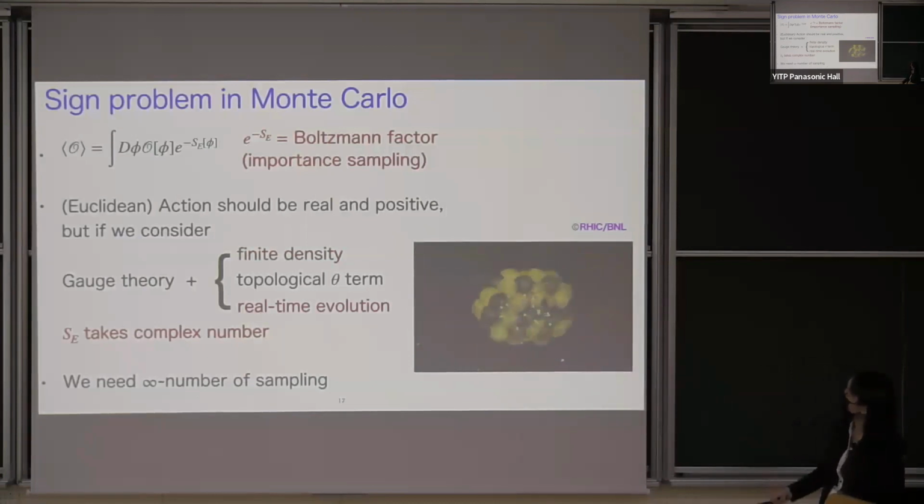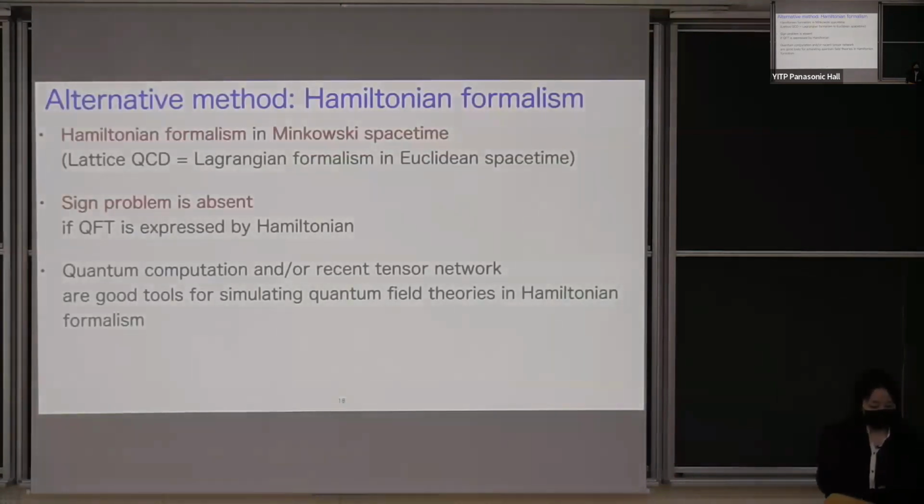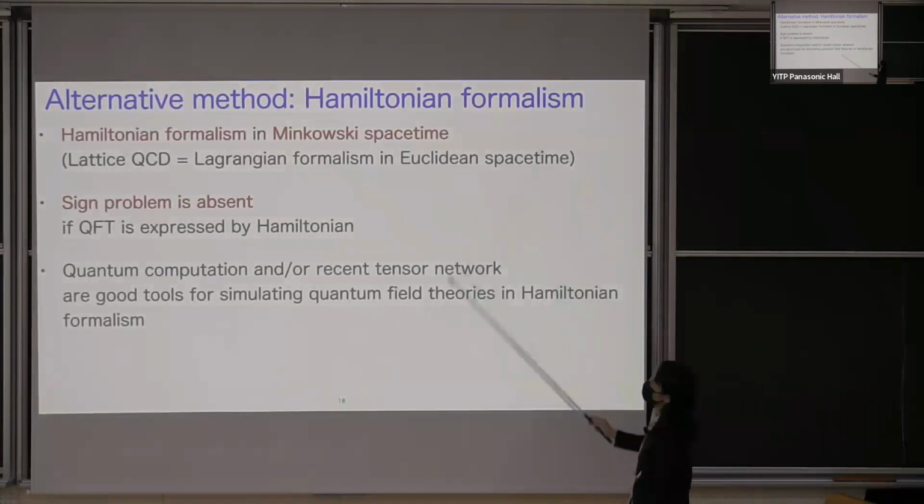This is a movie given by Riken. To investigate what is happening in the collider, we need theoretical prediction using some method. This is a motivation. So this first principle calculation has been desired for a long time. And one promising alternative method is a calculation based on the Hamiltonian formalism.